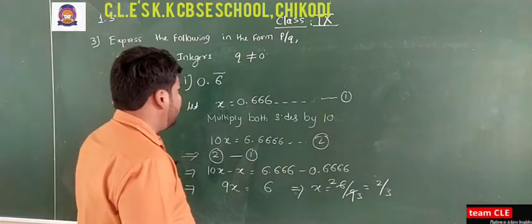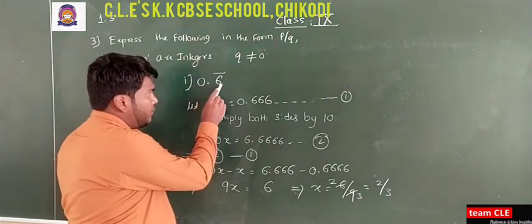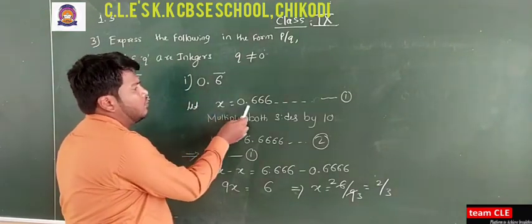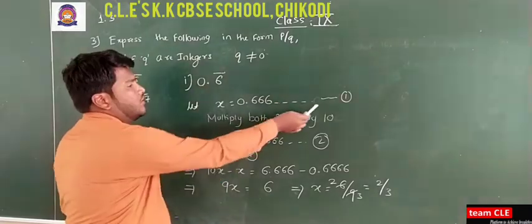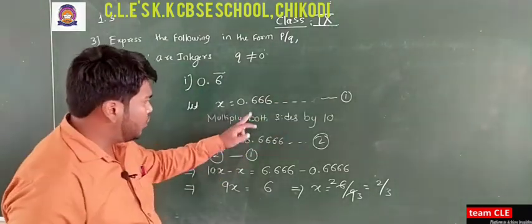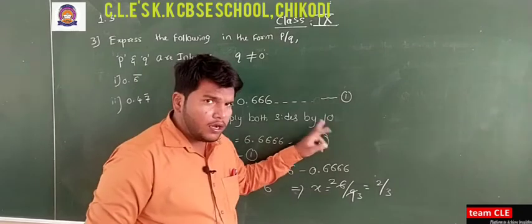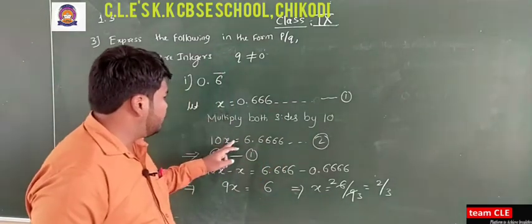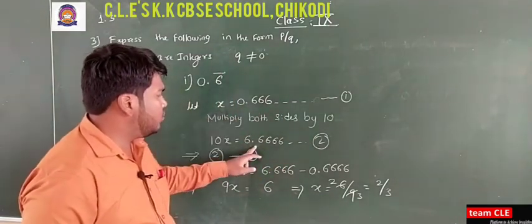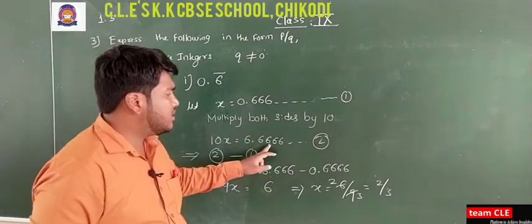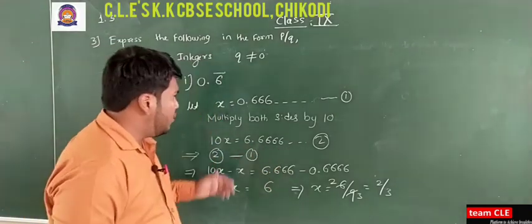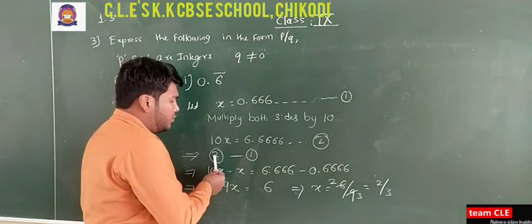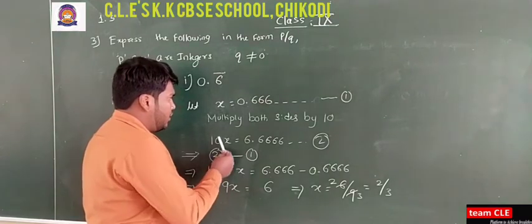So first step, what you have to do. First, it is 0.6 bar. Let x equal to 0.666, call this as equation 1. So multiply the whole equation, both sides, by 10. So I multiply 10 into x, which is equal to 0.666 into 10, which is equal to 6.6666.